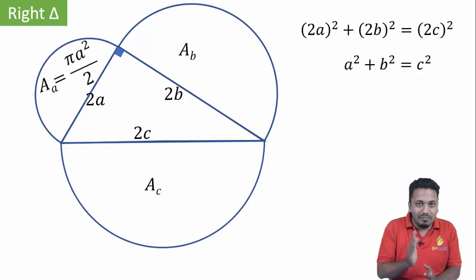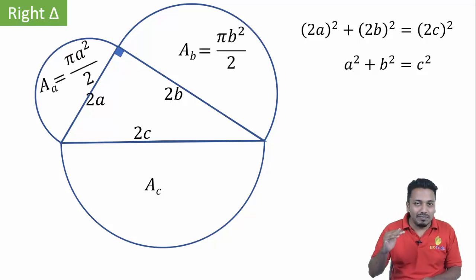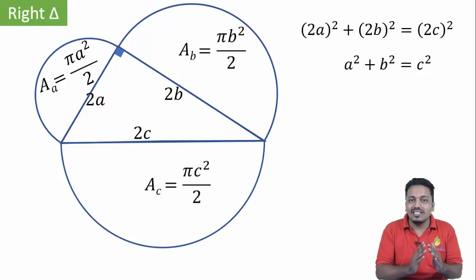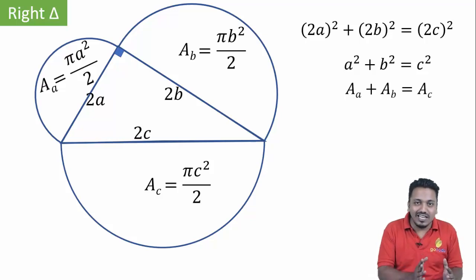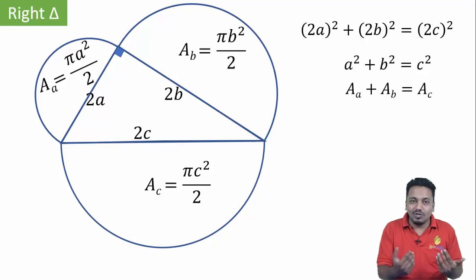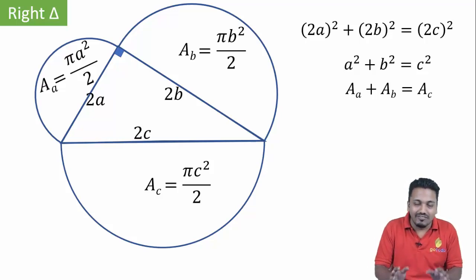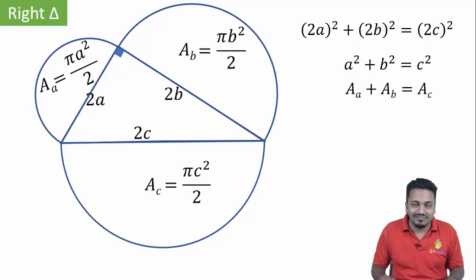AA will be pi a square by 2, AB is pi b square by 2, and similarly AC is pi c square by 2. Now can I directly say AA plus AB is going to be equal to AC? Put the values of areas here. Pi by 2 will get cancelled from both the sides, right? And we will get AA plus AB is equal to AC.